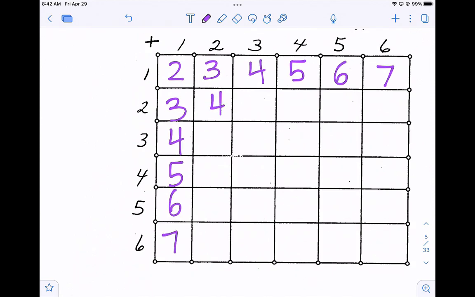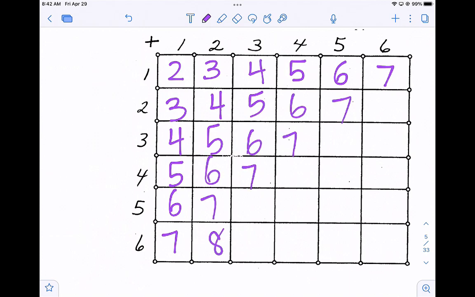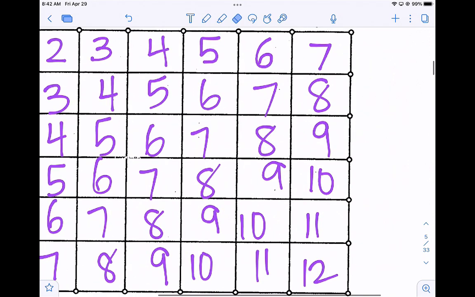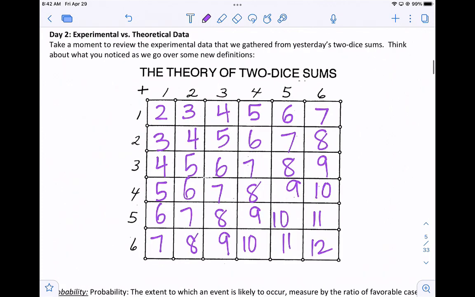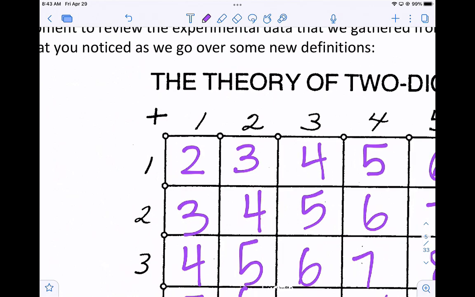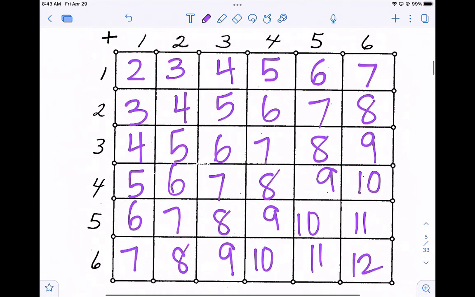Here, 2 plus 2 is 4. We have some 5s here, 6s, 7s, 8s, 9s, 10s, 11s, and 12s. So if you think back to playing counters game, or when we looked at our theoretical data, did you see a 2 happen a lot? And the answer is no, we didn't see 2s very often. We didn't see 12s very often, and here's why.